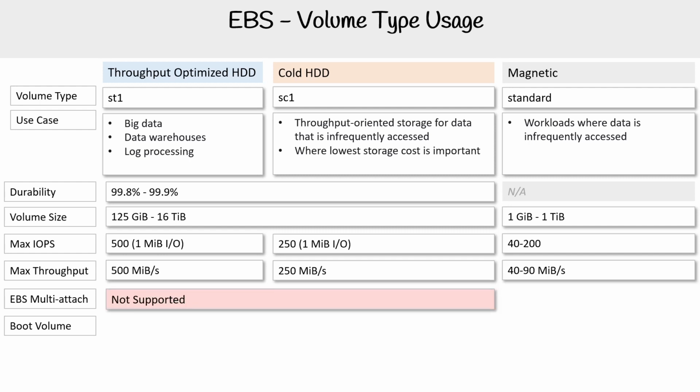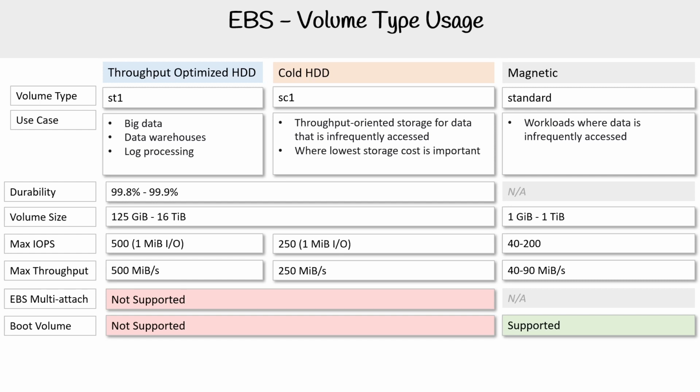You cannot do EBS multi-attach here. Not available for magnetic because it doesn't make any sense. For boot volume, nope. For magnetic, it is supported. Okay, so there you go.